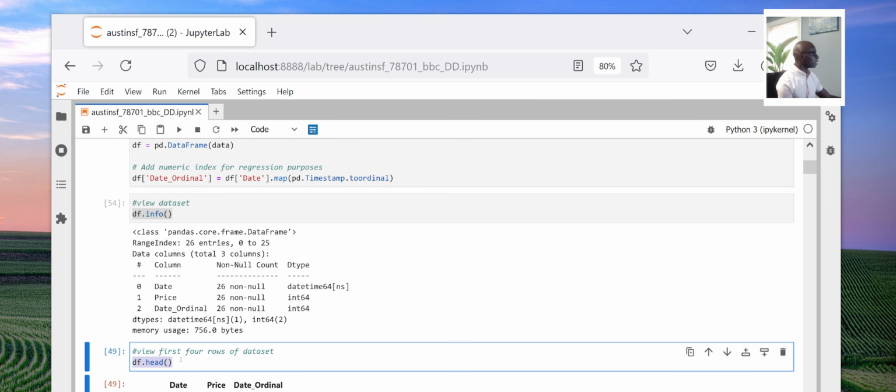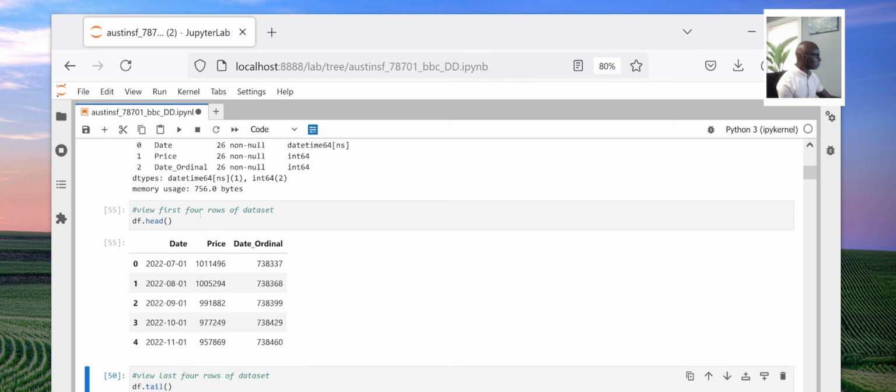So next I'm just going to take a look at the first 4 rows of the data set. We can see that we have our date. Our first entry is from July 1st, 2022 with the price point of $1.01 million. And we see August, September, October, November 2022.